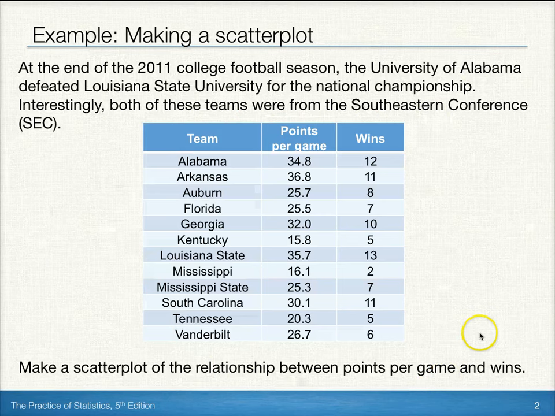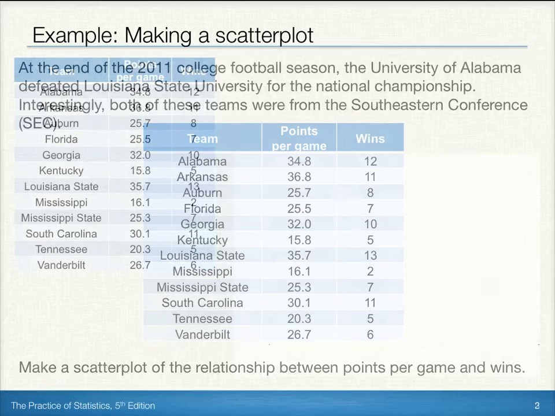This table actually shows some data on the SEC teams for the 2011 college football season. We have the different team names here, along with their average points per game, and then the number of wins that each team achieved during that season. We want to make a scatter plot of the relationship between points per game and wins.